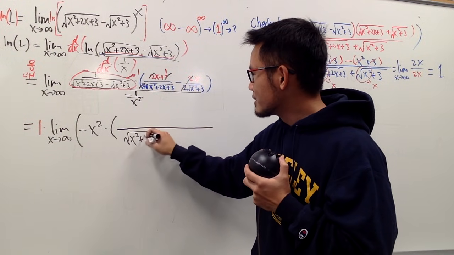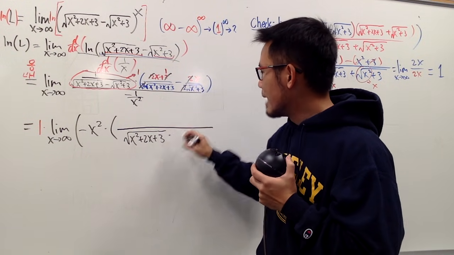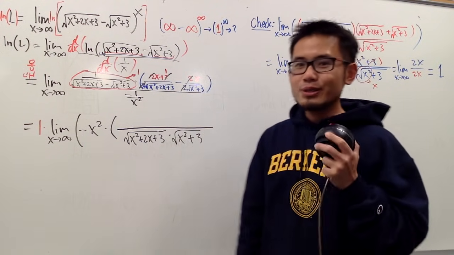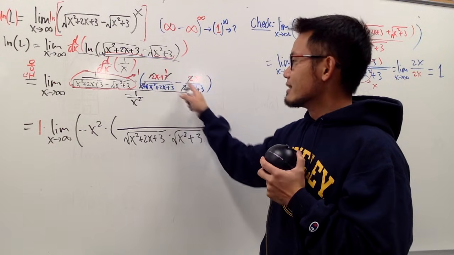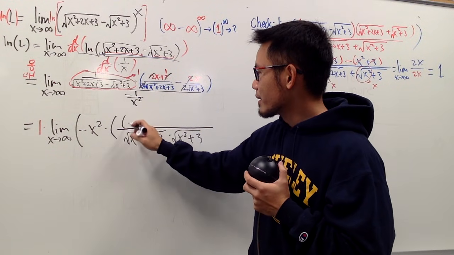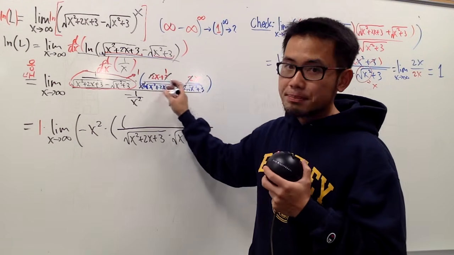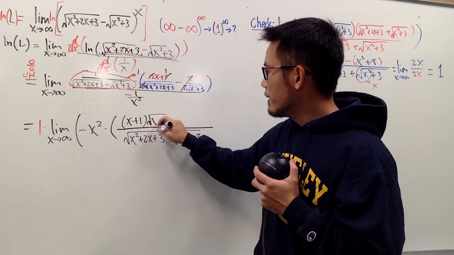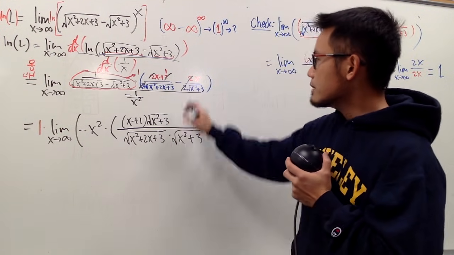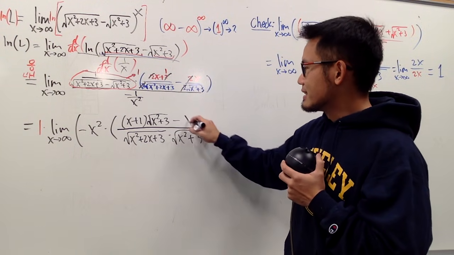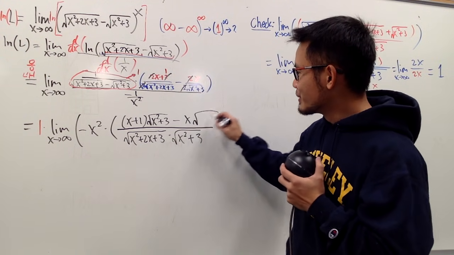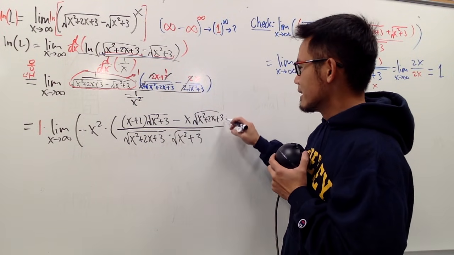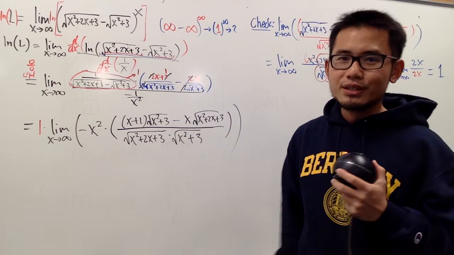x squared plus 2x plus 3 times that square root of x squared plus 3. And you know the numerator is going to be this times that. So let's put that down as well. Parentheses, this is x plus 1, right? x plus 1 times this square root of x squared plus 3 minus, this is x times that, which is square root of x squared plus 2x plus 3, all right? Like this. So far, so good.